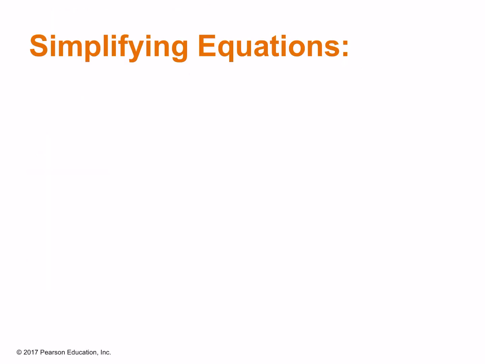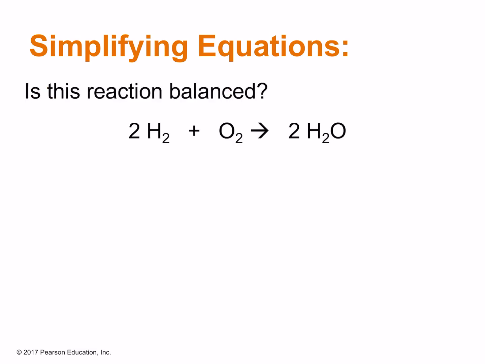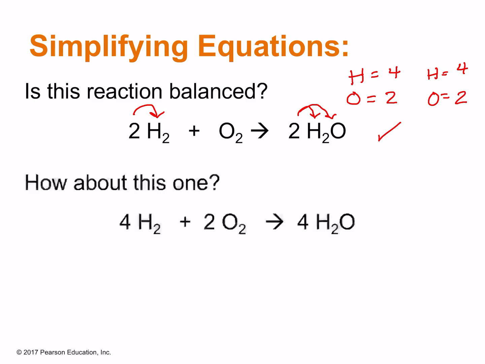So sometimes you'll get into a point where you need to simplify an equation. So here's a problem. Is this one balanced? So if we look at this, we have hydrogen and oxygen on each side, right? So I'm just going to put them up here. So on the left, we have 2 times 2, which gets us 4 hydrogens. And we have 2 oxygens on that side. And on the other side, we have 2 times 2, which gets us 4 oxygens. And then we have 2 times an imaginary 1, which gets us 2 oxygens. So, yep, it's balanced. But what about this one?